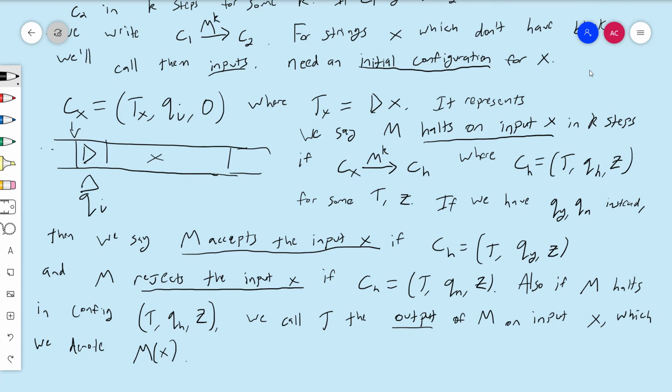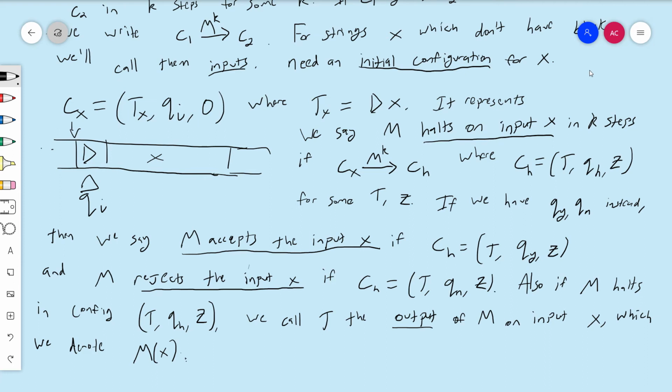So that's the output. Sometimes we're concerned with accepting or rejecting, in which case we don't really care what T is. We just care if we get into a halting state that's yes or no, and then this is just the scratch work we use to get there. And sometimes we are concerned with the output. Sometimes we want to think about M as computing a number for us, in which case the output will be that number. And we're going to denote it M of x.